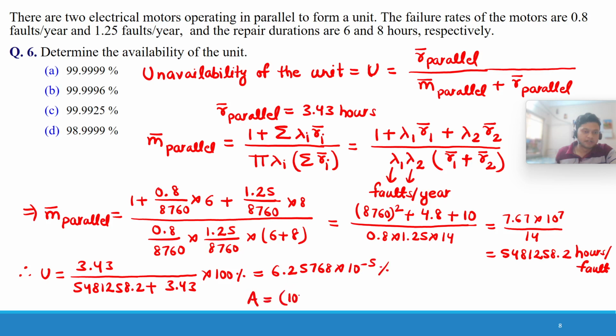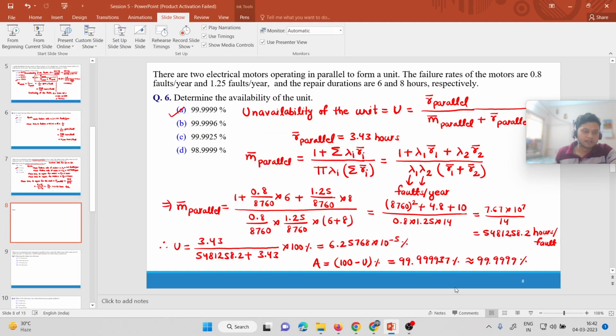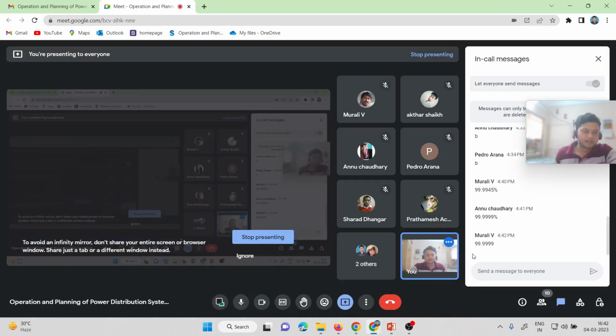So availability of the unit will be 100 minus u percent. So we will get 99.99937. So you can say it as 99.999%. It is the availability of the unit. So correct answer will be A. It is a little bit calculative, but no problem. You can easily calculate. So yes, Murli, Anu, all of you are correct.